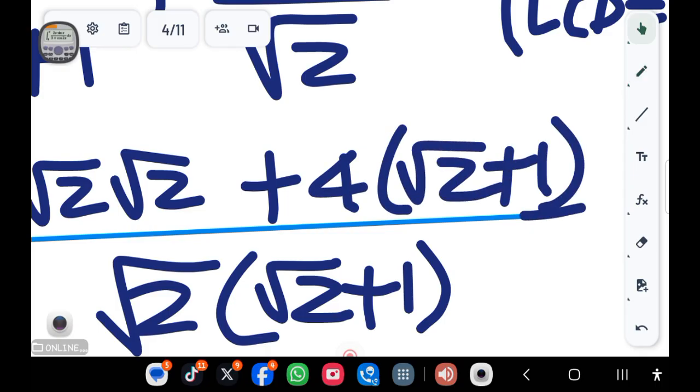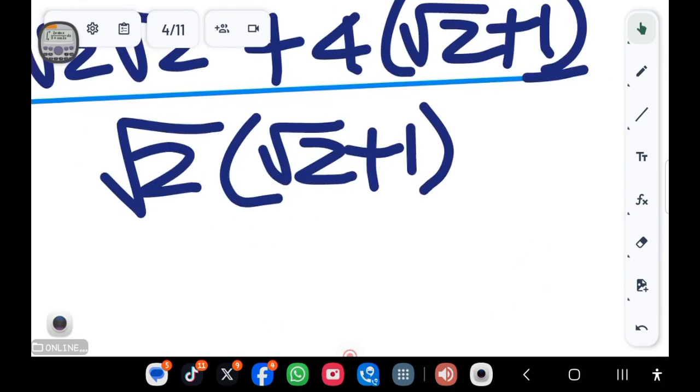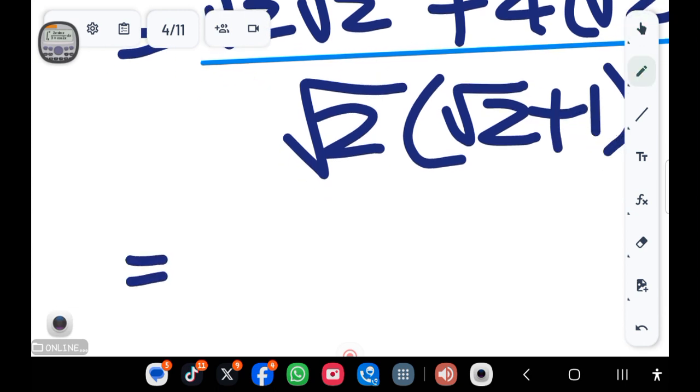All right, so now we clean the numerator up. Okay, first let's clean the denominator up, and that gives us what? Okay, let's see.